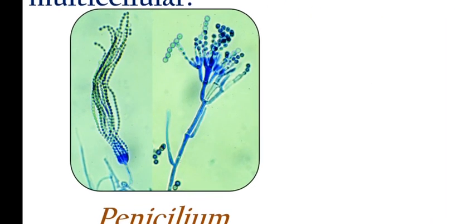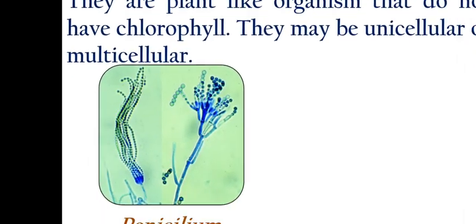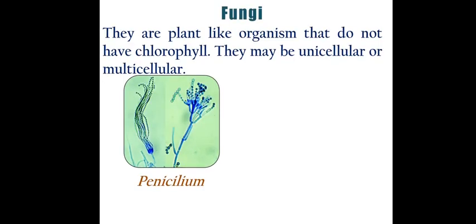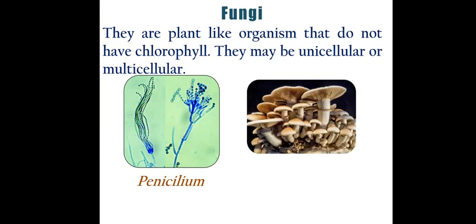So this is the structure of penicillium. Penicillium is a fungus. This is a type of fungus. And yes, this penicillium fungus is used to derive a medicine that is penicillin, that is an antibiotic, to kill the bacteria. Next is the image of mushroom.